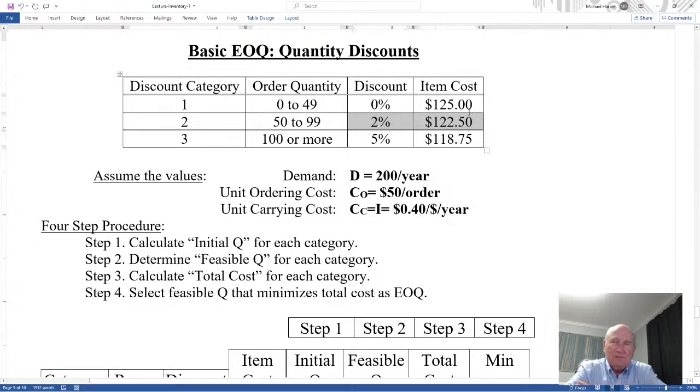Well, the business school is being renovated, but there are other departments on campus being renovated too. Maybe I can call them up and ask, you want to go together? We use the same tables. Maybe we can go together and get a good quantity discount. They say, if you buy 100 or more tables, I'll give you a 5% discount and sell you each table for $118.75.